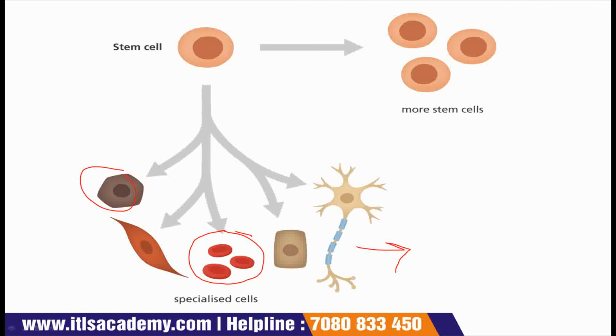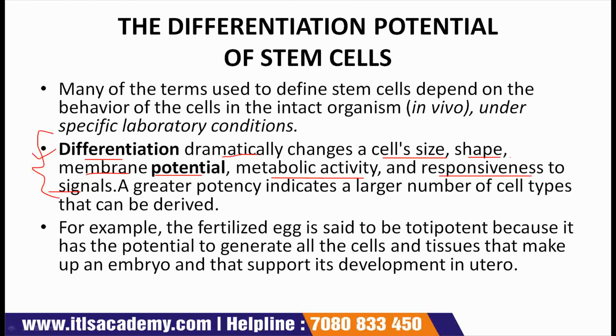These cells will respond to different signals according to their shape and size, and their metabolic activity will also differ. The metabolic activity of a nerve cell will be different, of blood cells will be different, and of muscle cells will be different. So this is the meaning of that paragraph: they have different cell size, shape, membrane potential, metabolic activity, and responsiveness to signals.